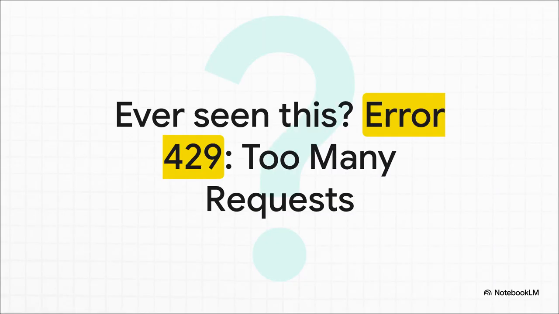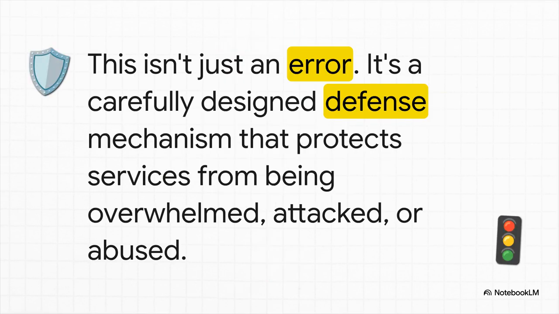I'm willing to bet every single one of us has hit this wall. You're trying to refresh a page, hit an API, whatever, and bam, you're locked out. Too many requests. It's frustrating, right? But what if I told you that this error is actually a good thing? Yeah, because that error 429, it's not a bug, it's a feature.